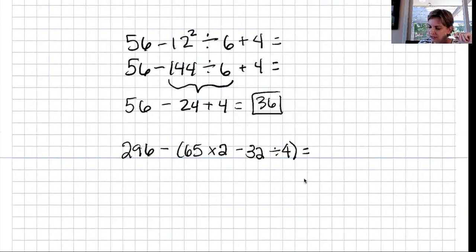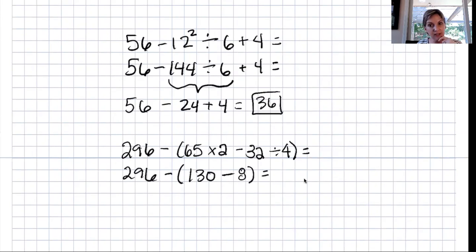So let's take a look at the parentheses. Inside the parentheses, I have a multiplication, a subtraction, and a division. So I'm going to take care of the multiplication and division first inside the parentheses. 65 times 2 is 130, and 32 divided by 4 is 8.